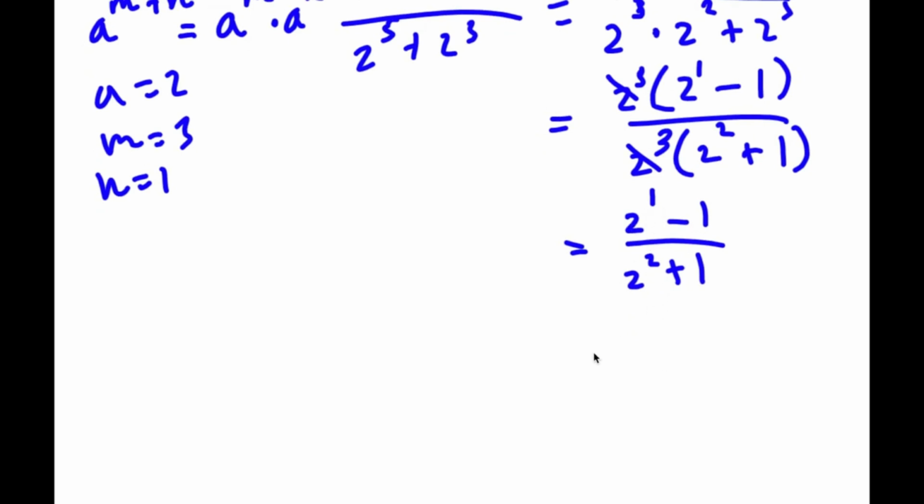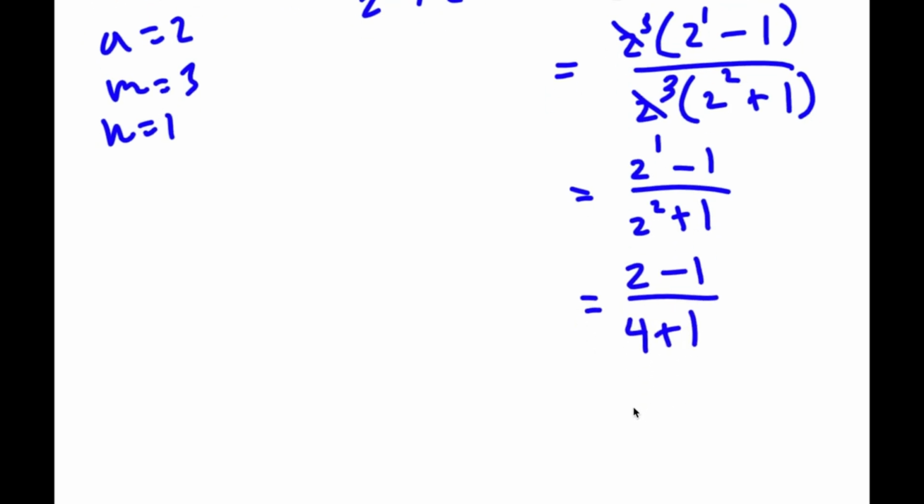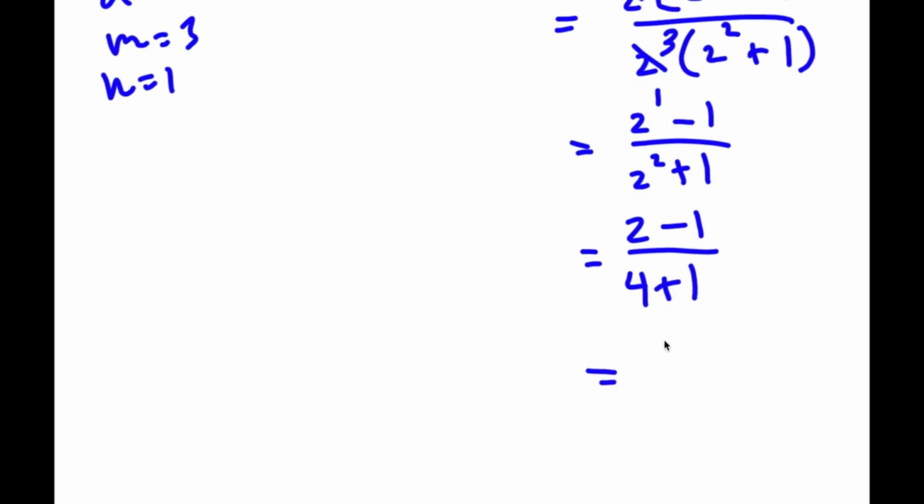Now 2 to the power of 1, that is equal to 2. So I have 2 minus 1 divided by 2 squared plus 1. 2 squared is 4. So I have 4 plus 1. 2 minus 1 is equal to 1. 4 plus 1 is equal to 5. So 1 over 5 is our answer.